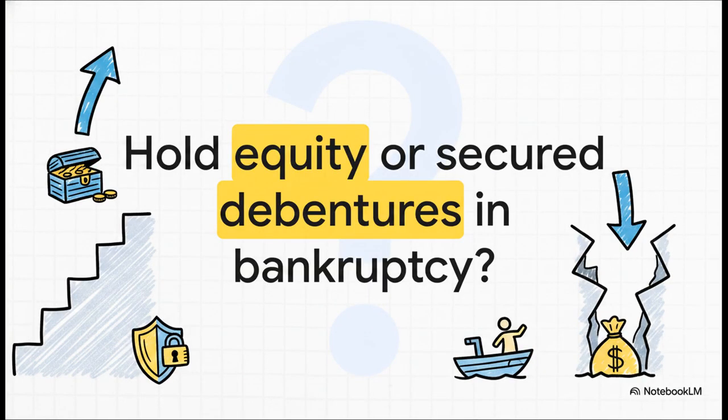To wrap up this explainer, I'm going to leave you with a critical question that really tests your core understanding of corporate risk. If a company goes bankrupt tomorrow, would you rather hold its equity shares or its secured debentures? Really think about who gets paid first based on everything we just covered. As a lender with secured debt backed by hard assets, you are right at the front of the line. But as an equity shareholder, you're the owner taking on the ultimate risk, sitting at the very back of the line. Keep that risk-reward dynamic front and center in your mind as you study.